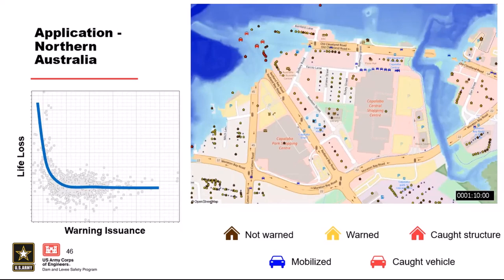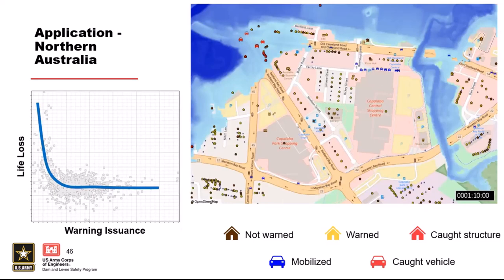Well, as warning went out later and later, the people in that shopping center weren't evacuating, right? Because water was already there. The water was on the road, so they were like, well, we're just going to stay in the shopping center. It's a multi-story concrete structure that doesn't lose stability or submergence, so they were perfectly fine. So as the warning went out later and later, life loss was going down because there were fewer people getting out on roads and getting caught.